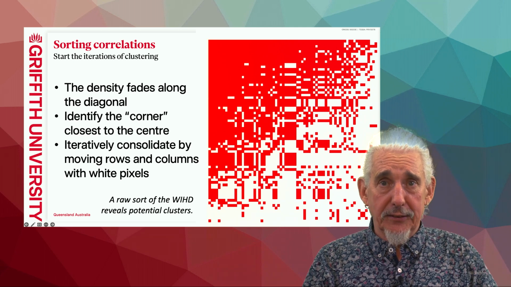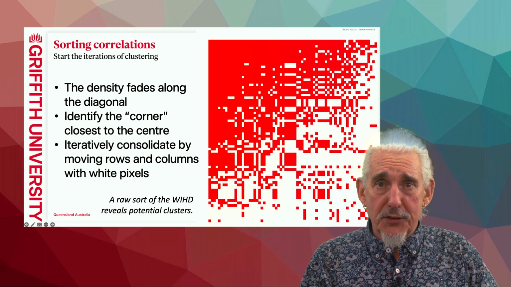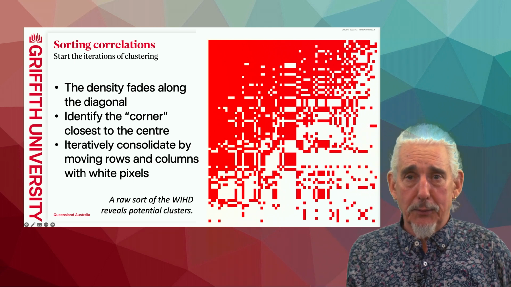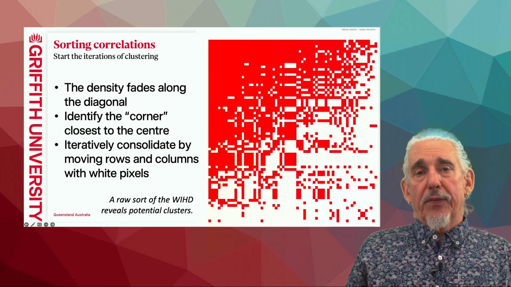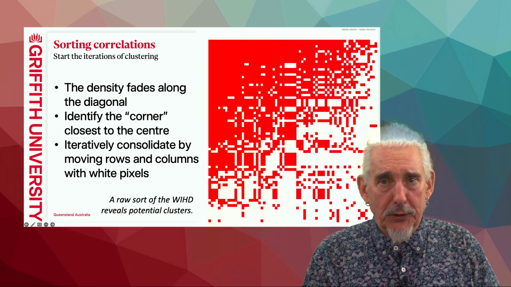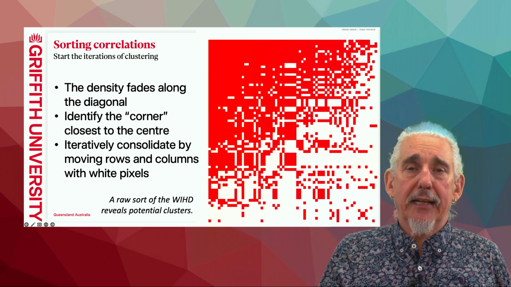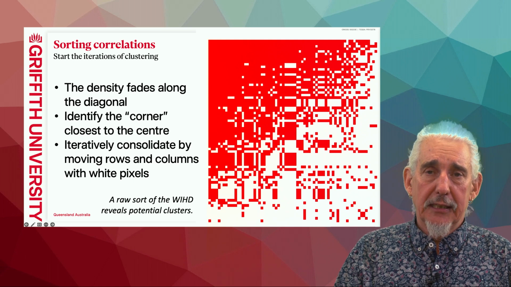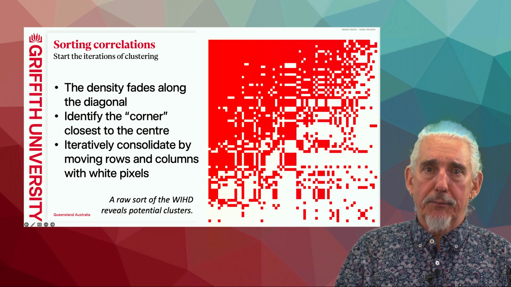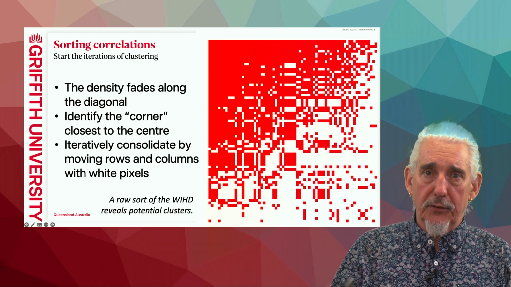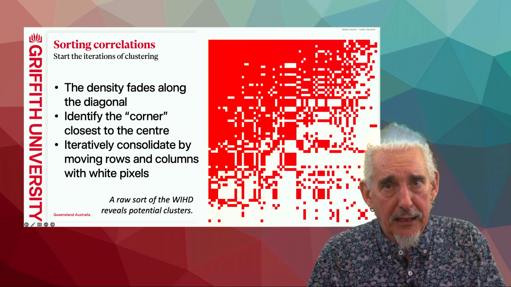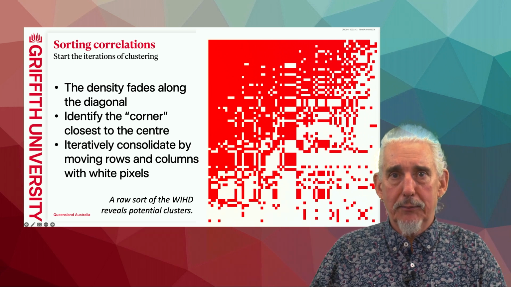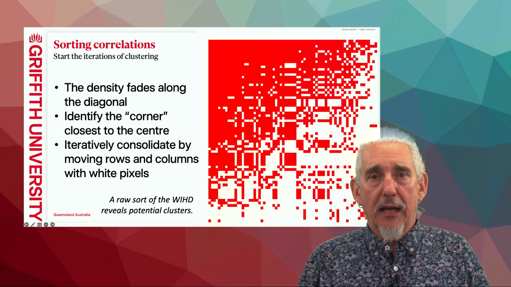And so what we see is the density of the relationship between the concepts as highest in the top left and lowest in the bottom right. And the other thing that we see is there are some patterns emerging. Clearly there are groups of concepts that correlate with each other in the way they consider other concepts to be important. So we developed an algorithm that basically took the corner closest to the middle of the diagram and then iteratively sorted rows and columns to eliminate the white bits from that concept.